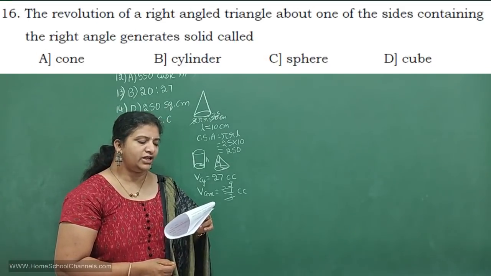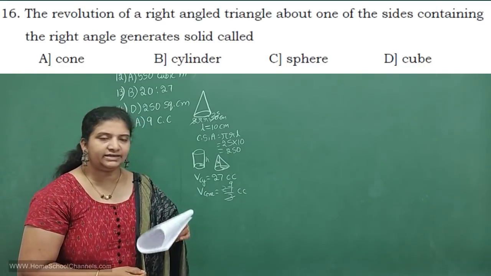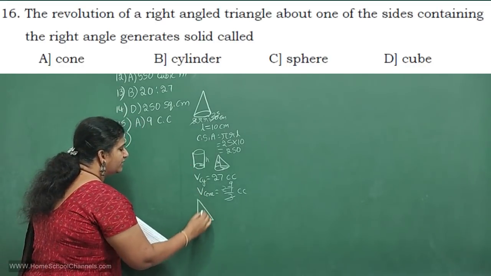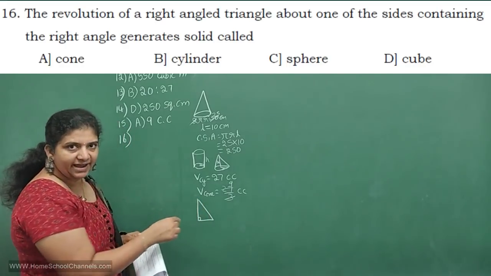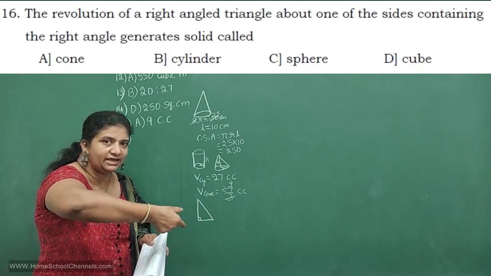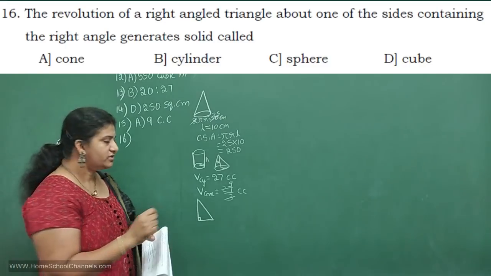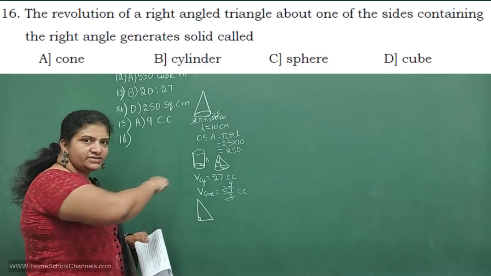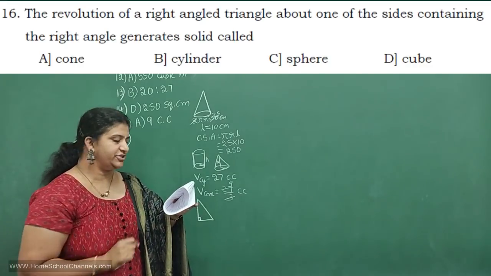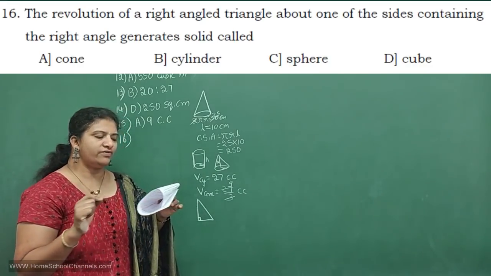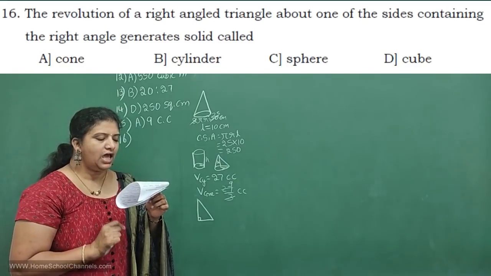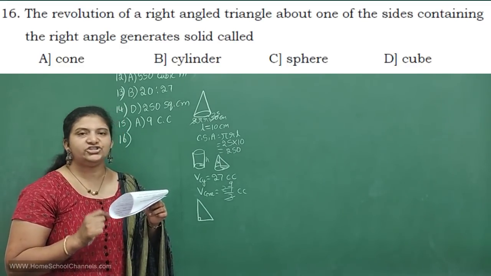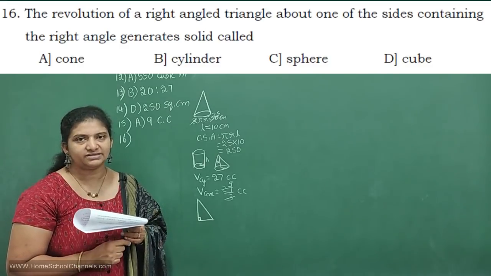16th one, the revolution of a right-angled triangle. Suppose this right-angled triangle is done a revolution. Okay, so look here, hold at the vertex and try to rotate this and see the question. The revolution of a right-angled triangle about one of the sides containing the right angle generates a solid called as.